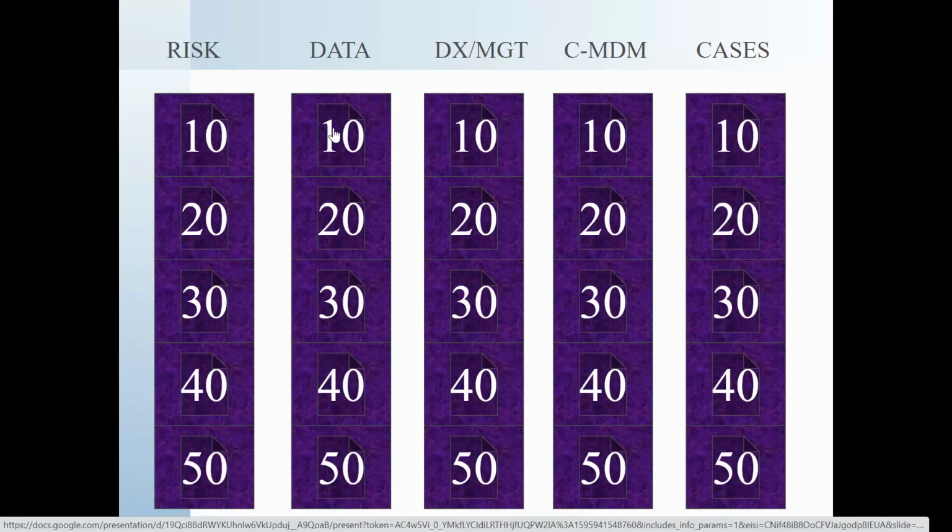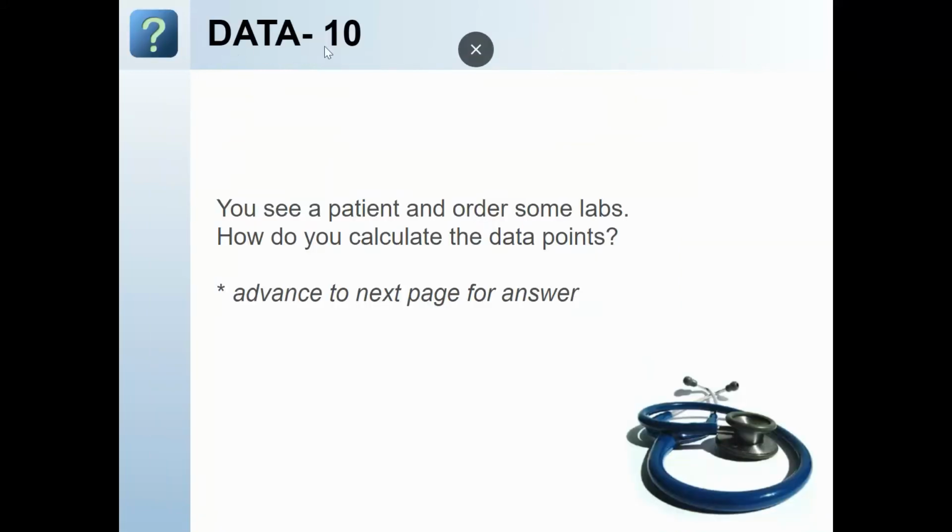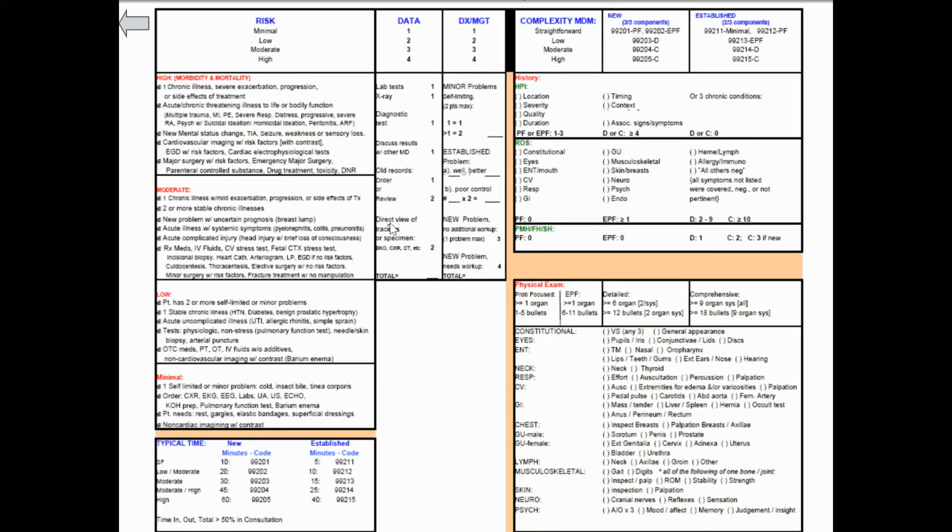So we'll jump right in, just as we've done before, and look at data for 10. You see a patient and order some labs. How do you calculate the data points? And as we said last time, if you have your worksheet in front of you, now is a great time to look at it. Let's take a look at this worksheet. The data section on your worksheet is listed by lab tests, x-rays, diagnostic tests, discussing results with other doctors, looking at old records, either reviewing them or ordering them, or looking at tracings or specimens.